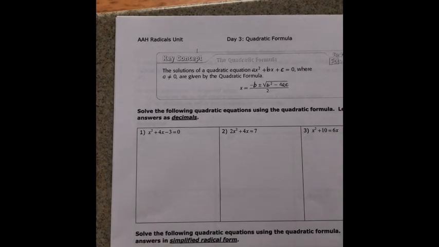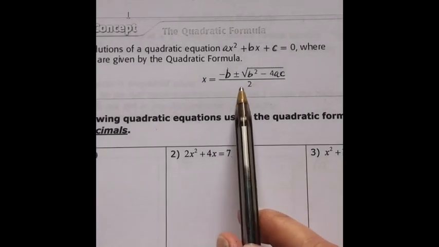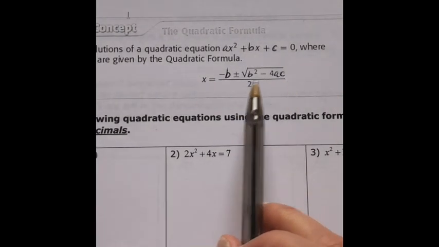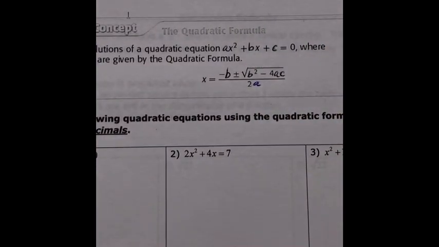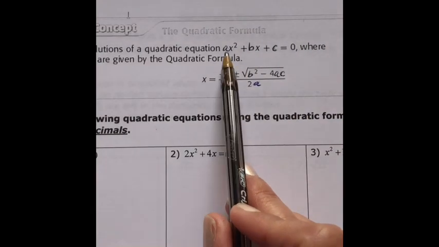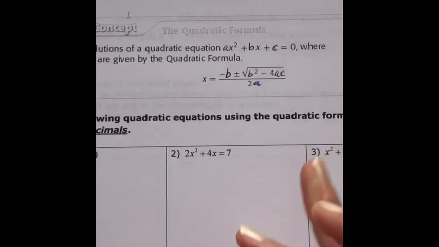Quadratic formula. Opposite of b plus or minus the square root of b squared minus 4ac all over 2a. A, b, and c are the values in front of x squared, the value in front of x, and then the constant. But it must be equal to 0.